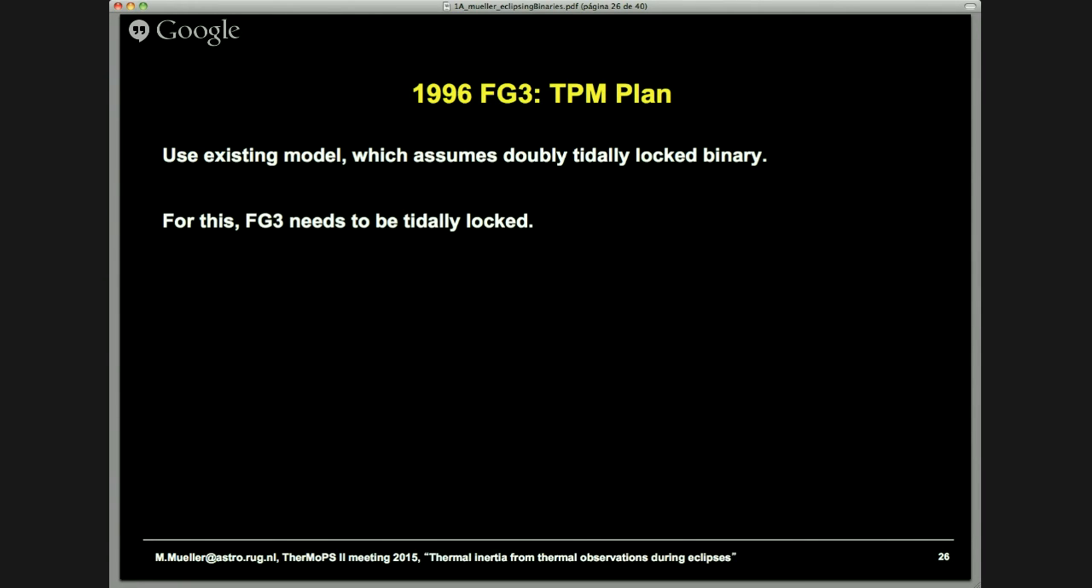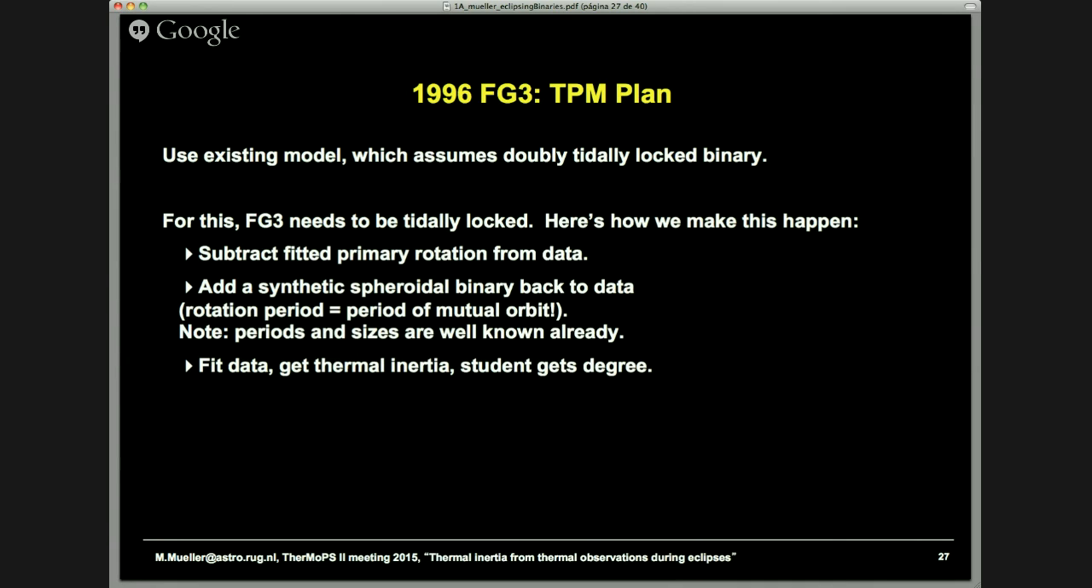What I want to do is take the real data and subtract the primary rotation, essentially, and then add a spherical or spheroidal binary primary back in, and give it a rotation period that matches that of the mutual orbit, not the fast rotation of the real thing. And then I take this massaged data, and I run my TPM for a doubly tightly locked binary on it. That's the idea. And everything goes right, and the student gets a degree out of it.